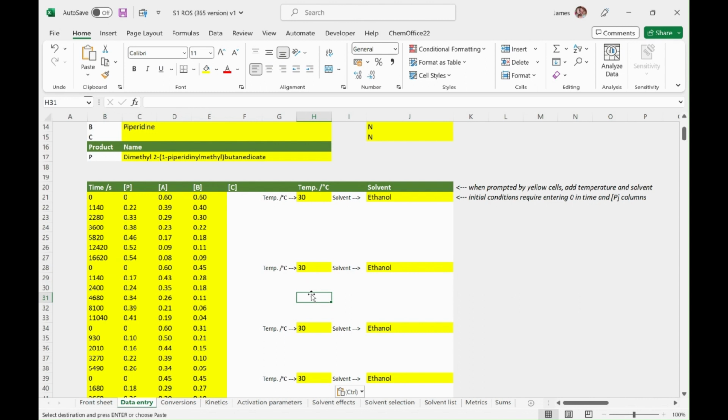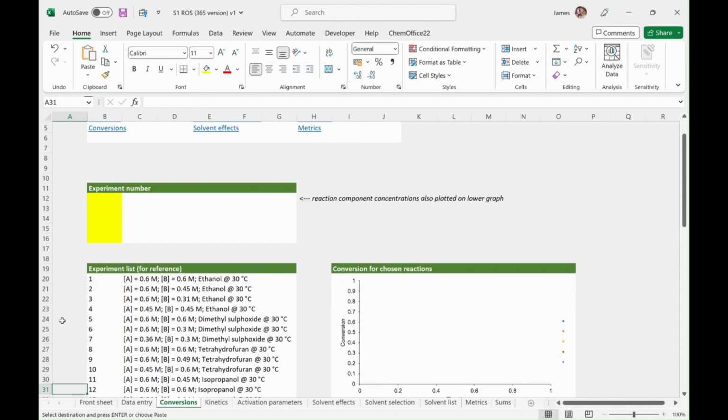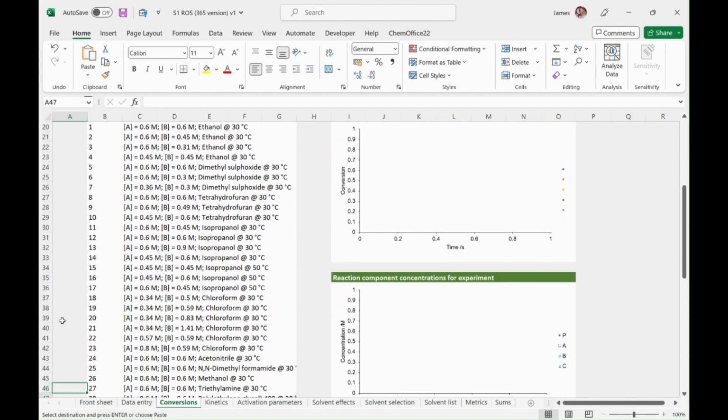This data set varies the concentrations of the reactants, the temperature and the solvent, so we get a full analysis of the reaction, which will be explained as we go along. In the next worksheet, we'll be looking at conversion with time. We can compare our different experiments. They're listed in the table below here. So this is extracted from the previous worksheet.